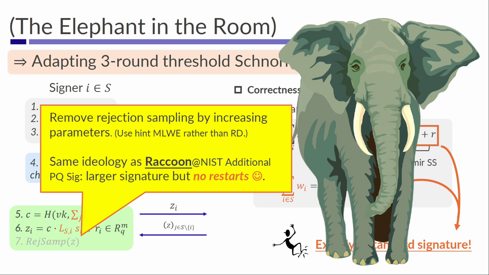And there's an elephant in the room, which is the rejection sampling. In our protocol, we will remove this by increasing parameters using some techniques. This is the same ideology as what we did with the Raccoon submission. The effect is that we can remove the rejection sampling by increasing the signature size a bit. The most important thing is that it works very well in the interactive setting, because since there are no more restarts due to rejection sampling, we don't have to think about these weird scenarios where some users just output bot in line 7 here.